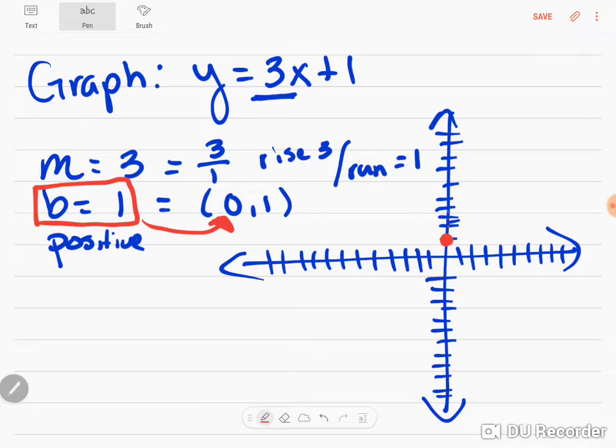1, 2, 3. And then I'm going to go over 1 to the right because our line is positive, and that is right there. I'm going to come back down here, and I'm going to go down 3. 1, 2, 3. And then I'm going to go over 1 to the left because I want to keep that line positive, and there we go. I'm sorry, guys, I'm not using a ruler. But y is equal to 3x plus 1.